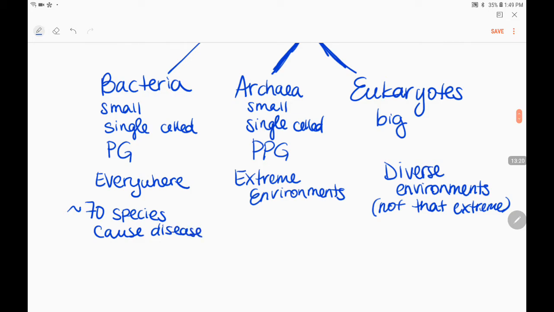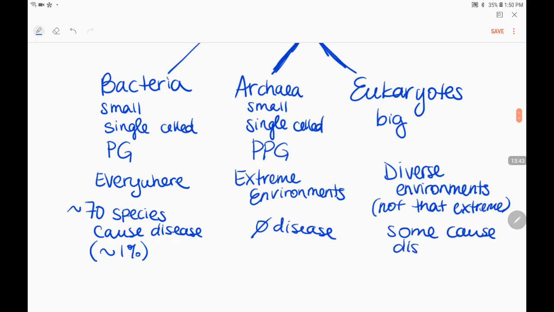That's like 1%. I'm totally making up that number, but it's a very small number. So most of the bacteria that you come in contact with are actually not going to cause disease. And these typically don't cause disease. And some of these do cause disease. So obviously the focus for this class is going to be on the differences in these three groups.